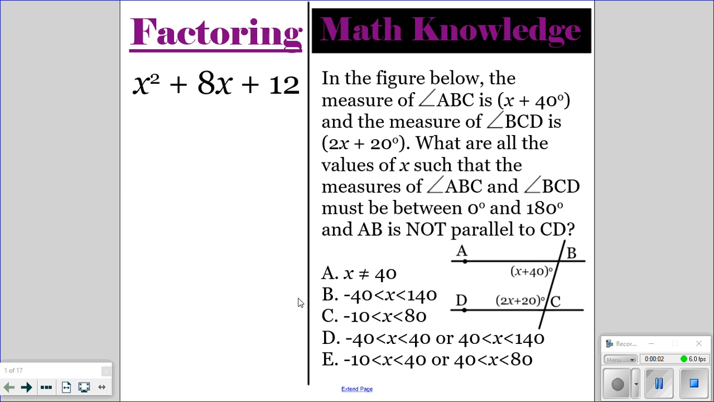All right, so y'all go ahead and do the factoring and the math knowledge question for today. Pause the video, and then once everyone is finished, you can unpause the video and I'll go over the correct answers. So for the factoring, you should have (x + 6)(x + 2).